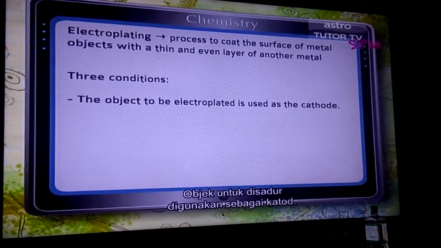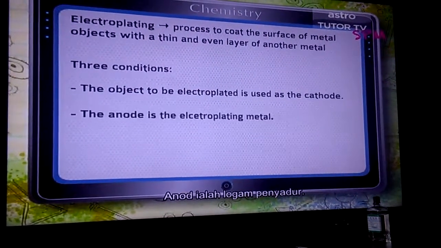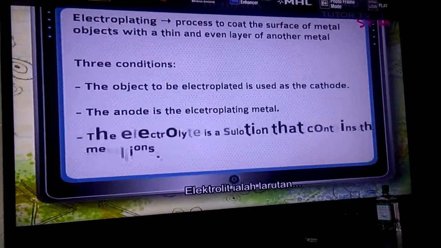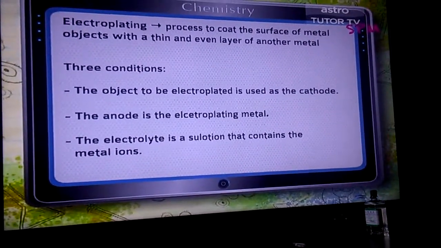The object to be electroplated is used as the cathode. The anode is the electroplating metal. The electrolyte is a solution that contains the metal ions.